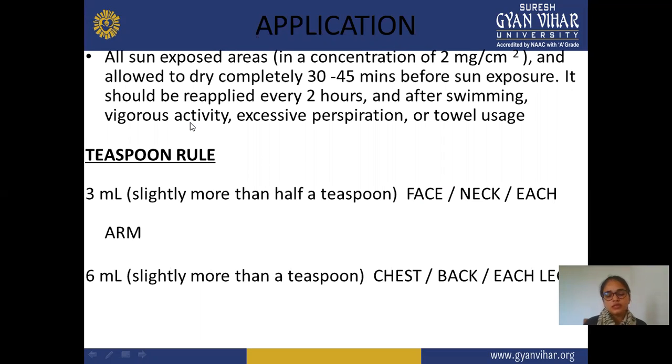And the teaspoon rule for sunscreen is 3 ml, that is slightly more than half of a teaspoon, or approximately half of a teaspoon. And this is applied on the face, neck, and each arm. These are the major areas for applying sunscreen.